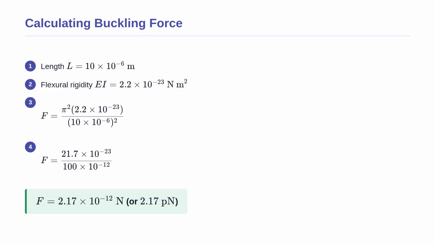We substitute pi squared and the flexural rigidity into the numerator and square the 10 micrometer length in the denominator. Squaring the length is critical here, showing how rapidly stability decreases. Dividing the terms gives us a final answer of 2.17 piconewtons. Physically, this means a single microtubule can push with about 2 piconewtons of force before it structurally fails.